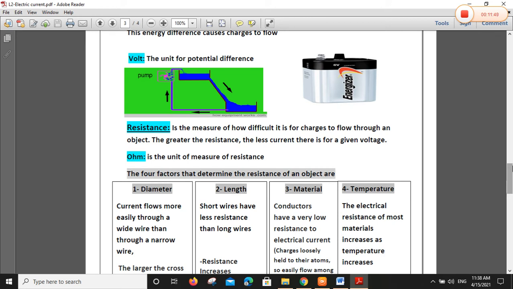The greater the resistance, the less current there is for a given voltage. We have a unit for resistance: the ohm. Ohm is the unit for measuring resistance. So we have 3 units: ampere for electric current, volt for voltage or electric potential, and ohm for resistance.